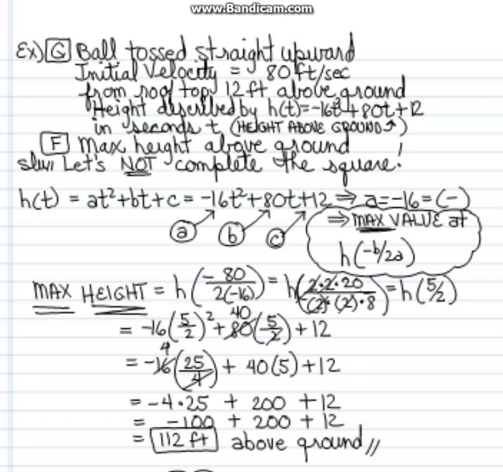Now listen, if that a value had been positive instead of negative, that would not be a maximum height, that would have been a minimum height. So you have to identify whether you have a max or a min for the vertex before you can answer the question.